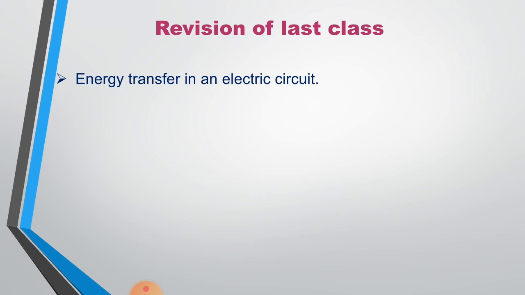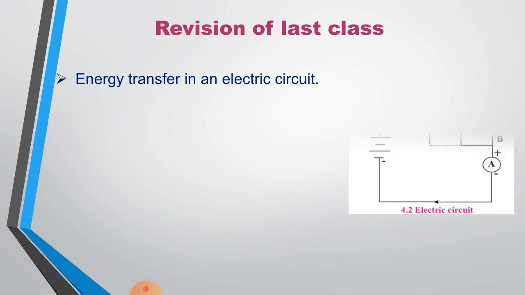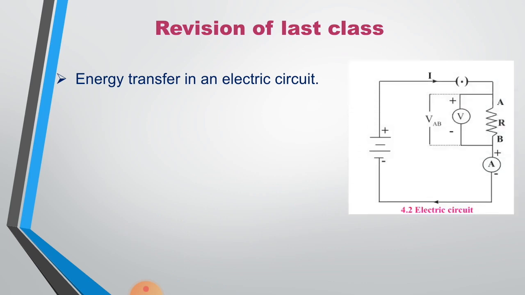Okay, so in our last class we have learned about energy transfer in an electric circuit. Hope you remember. Here we have seen one diagram of an electric circuit, which consists of a battery, then I, which means current, this is a plug key. This is called potential difference. Here is a positive terminal, here is a negative terminal. This is called a voltmeter, this is called an ammeter, this is point A, point B, and this is called resistance.